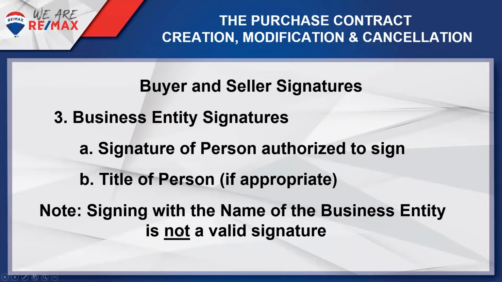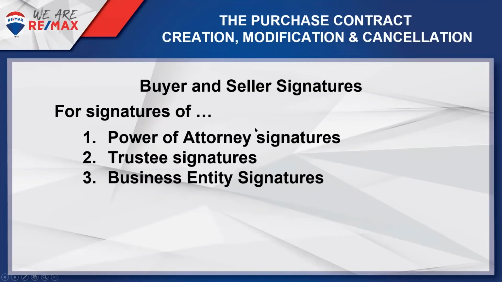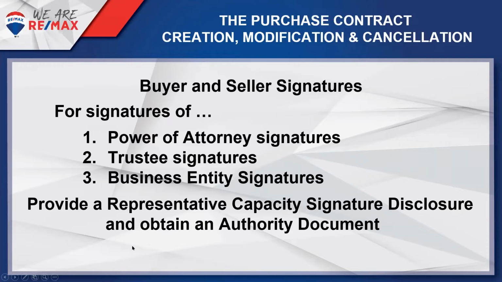Now, signing with the name of the business entity is not a valid signature. So, in my little example, Qualcomm on a signature line would not make a valid contract. Now, for signatures of power of attorneys, trustees, and business entities, so anytime these are the folks that are signing your documents, you want to provide a representative capacity signature disclosure and obtain an authority document.